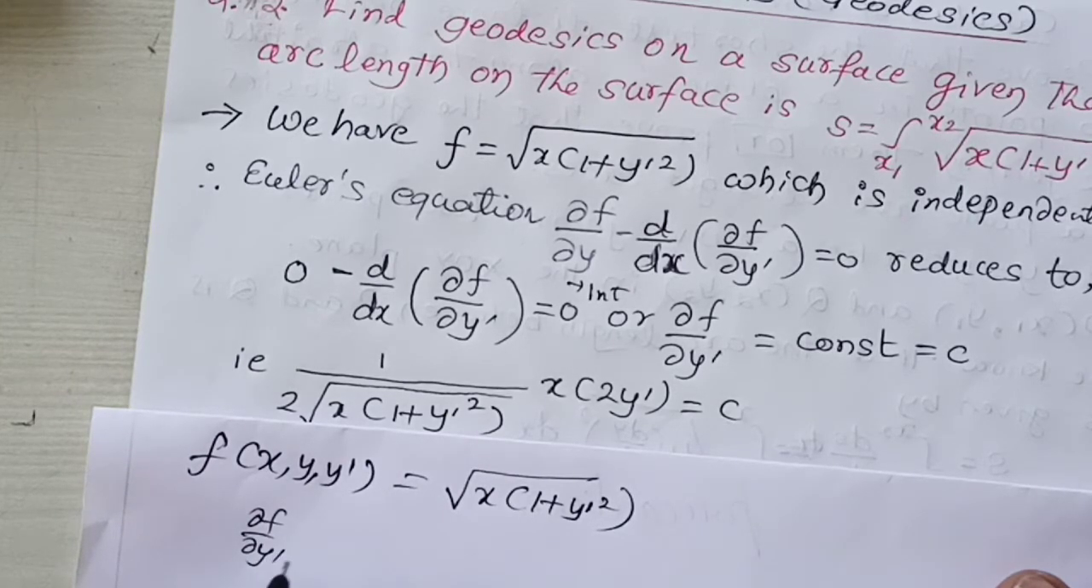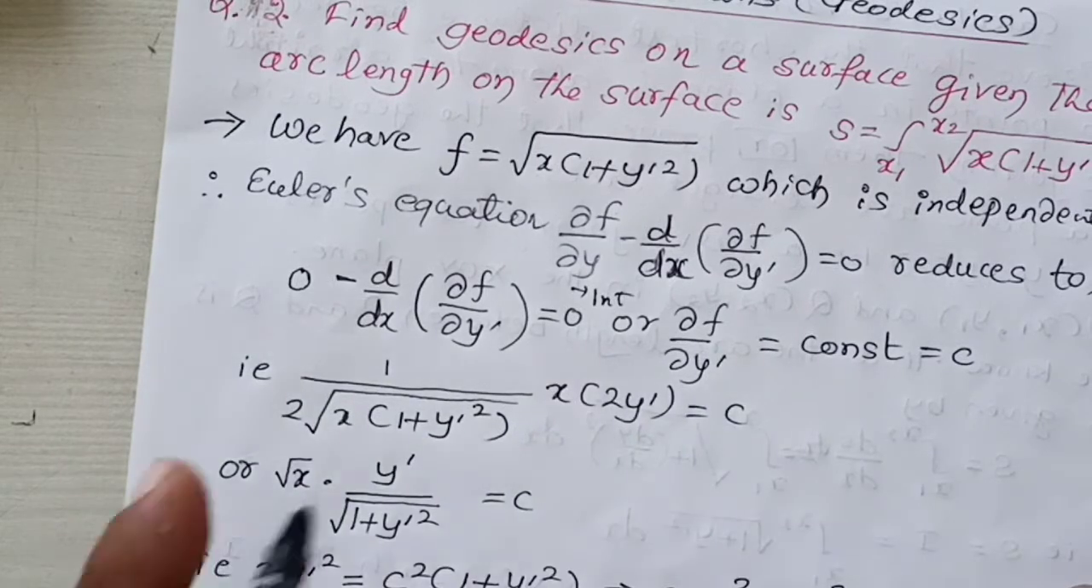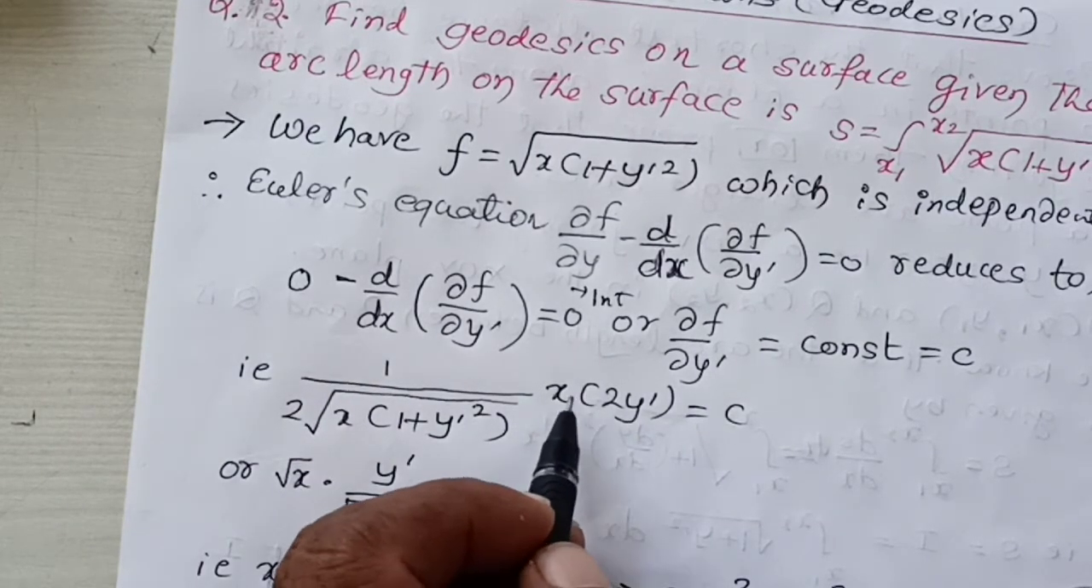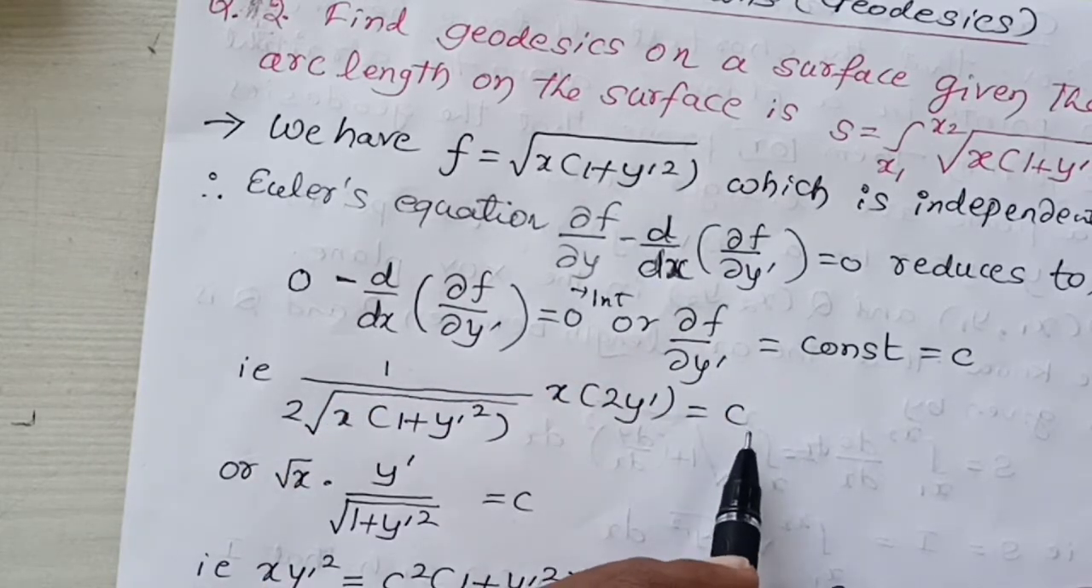Now dou f by dou y dash: it is root x, so the total is root x times 1 by 2 root of 1 plus y dash square. Next, differentiating 1 plus y dash square gives 2 y dash. So the equation equals c, a constant. It is 1 upon 2 root x into 2 y dash equals a constant.